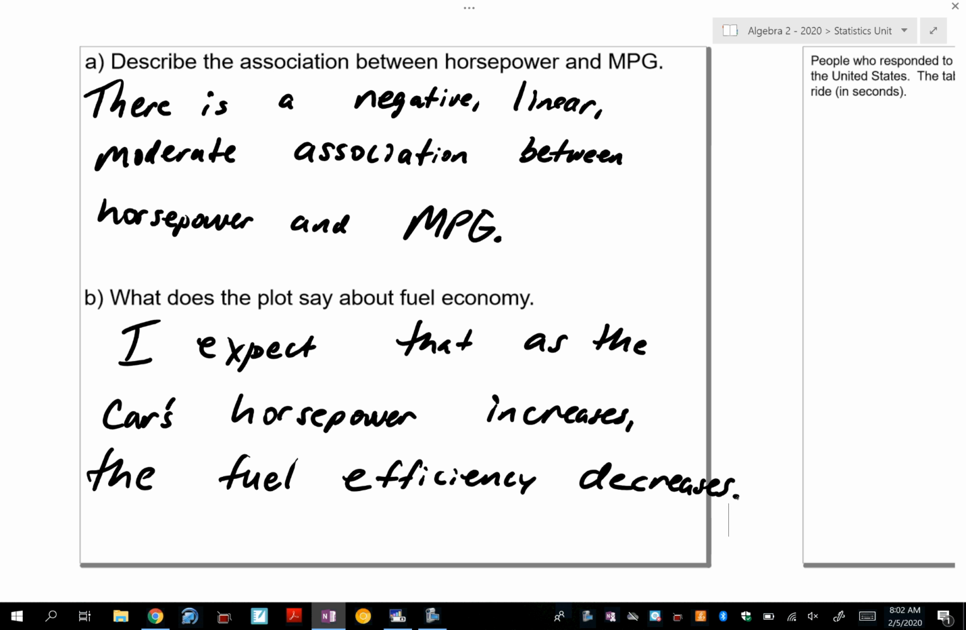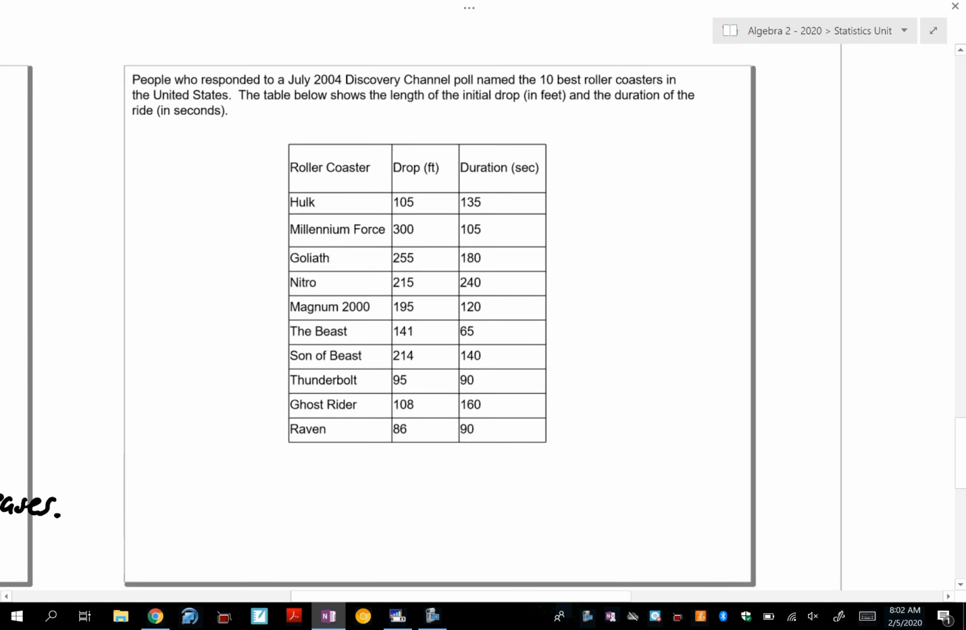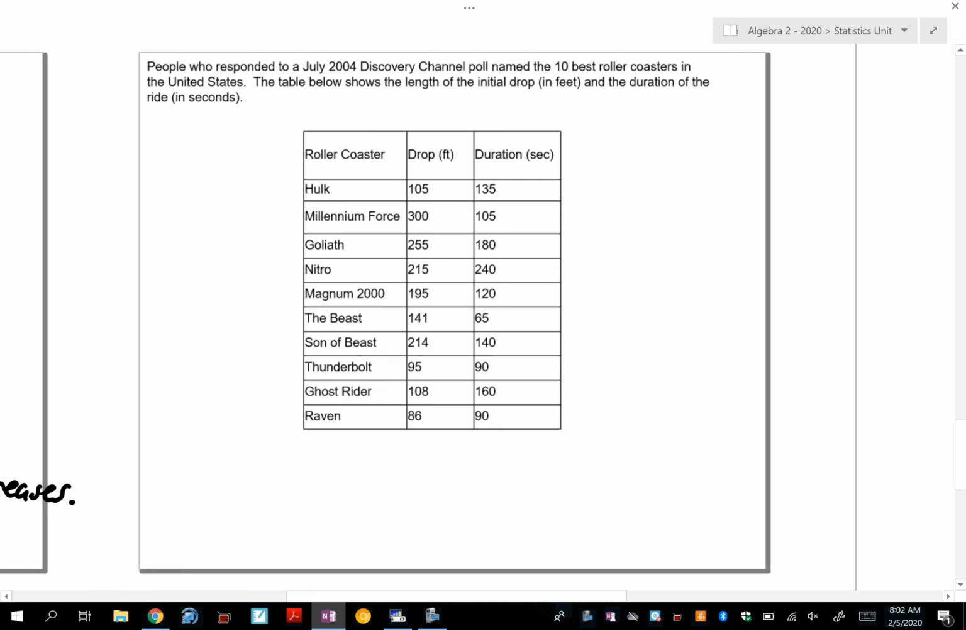Okay, any questions on this example? No. No, everybody okay? Okay, great. Let's do another one. All right.